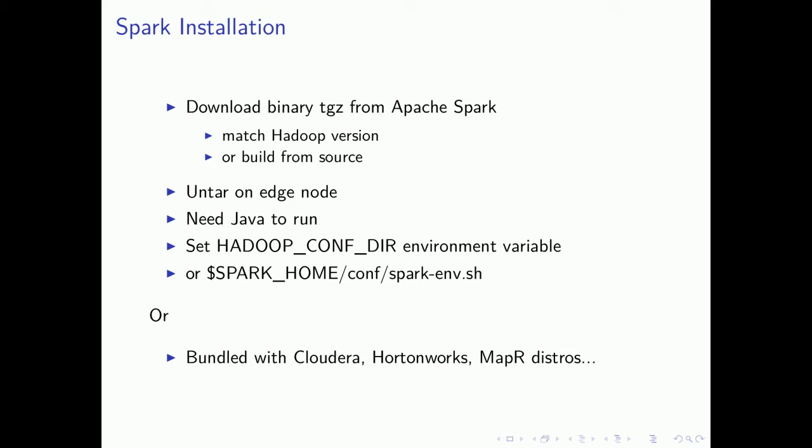You need Java, and then you can do one of two things. You set the Hadoop conf directory, wherever you keep all your Hadoop configuration files, like your YARN site XML, those configuration files, just set that configuration variable. Or you can go into your Spark installation. There's a file called spark-env.sh, and you set it in there. So that gets read before it starts. Or, it comes bundled with all major distributions now. So if you don't have a Hadoop from scratch, and you have one of these distributions, Spark's already there.